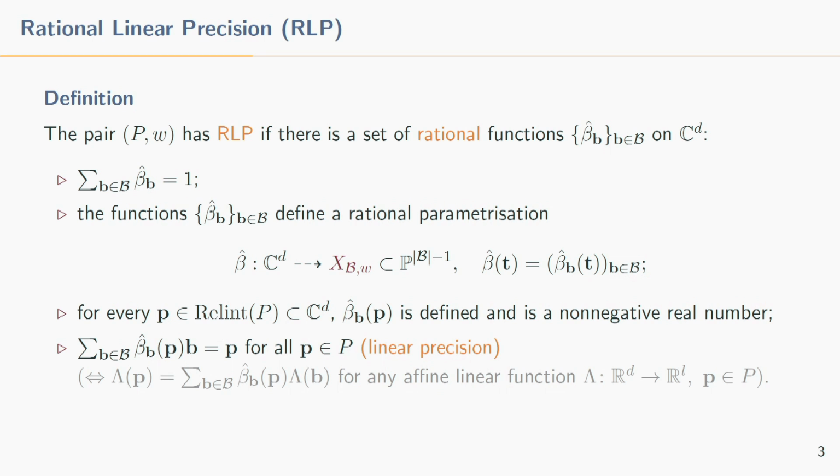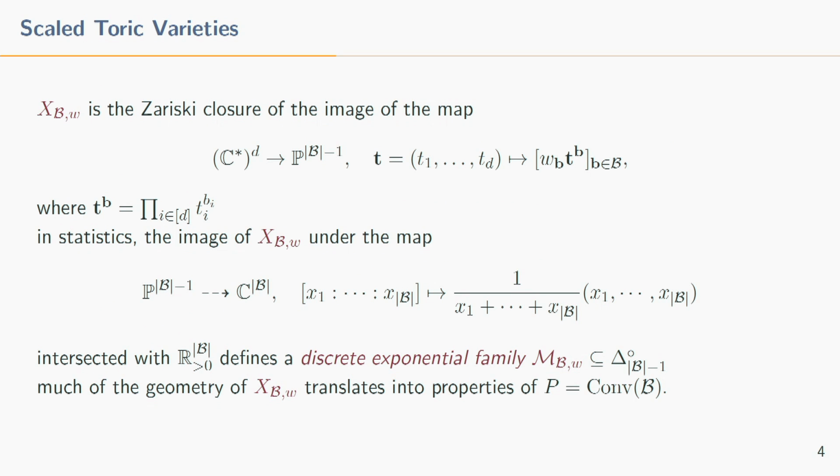So the question is, what is this thing here, this X_{B,w}? This is a scaled toric variety. A toric variety in general is the Zariski closure of a monomial map. And in the case of scaled toric varieties, in addition to the monomials, we also have some weights or scalings. So this looks as follows. This is a map from the complex algebraic d-dimensional torus to a projective space.